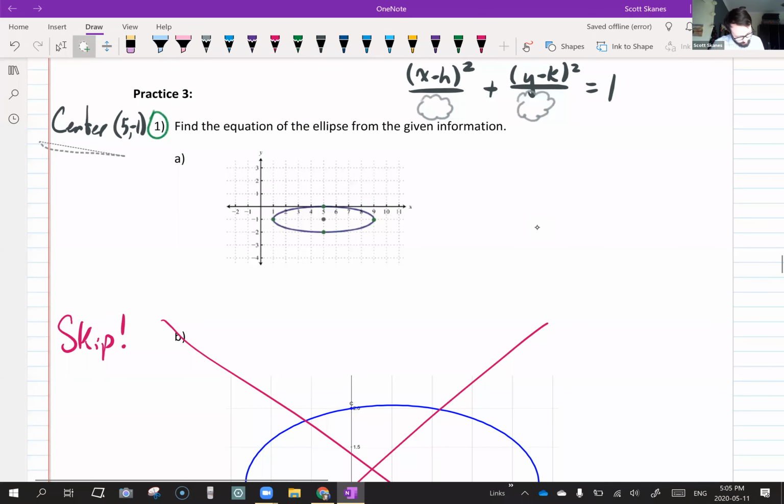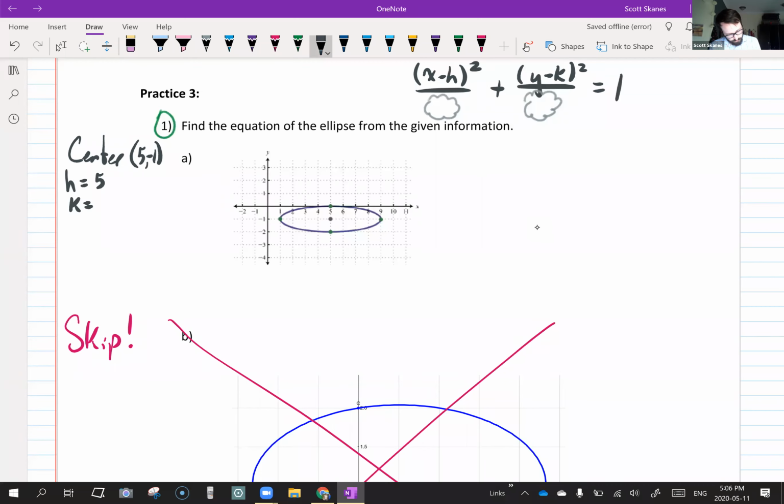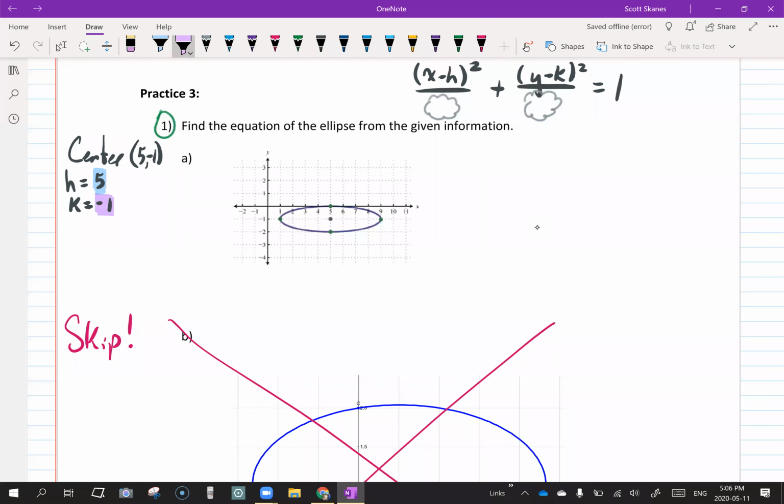I'm going to scooch this down a little bit. We can see the center. I'm looking at it. It went over 5, down 1. The x is over 5, and the y is down 1. So from that, I can get my h and my k. You might remember those. Remember? Okay?